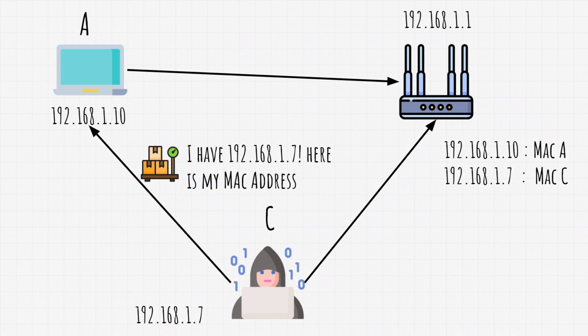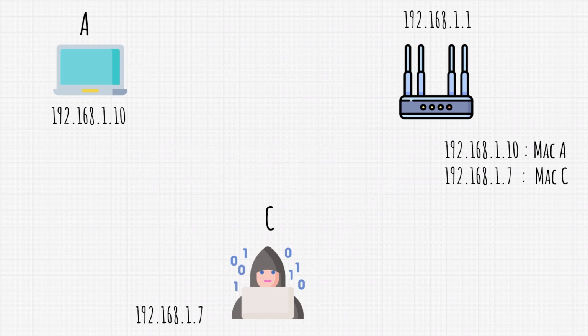Now, this is just normal communication in any network. This is how machines and our router figure out to whom they should forward a certain packet. However, there are ways that this can be abused.